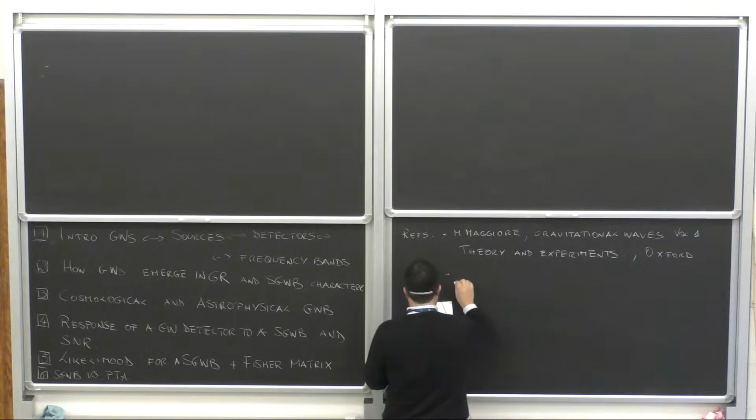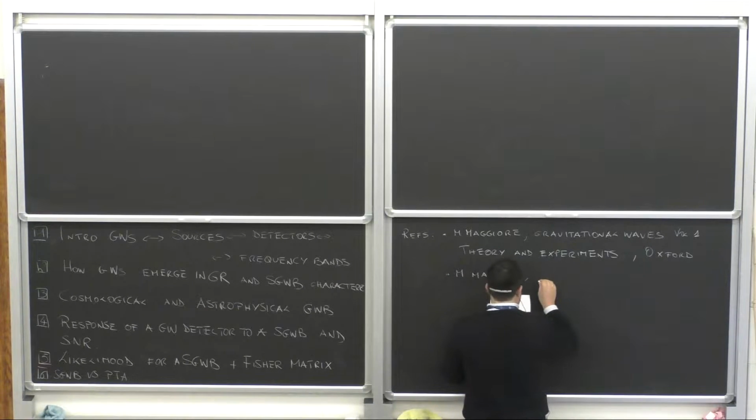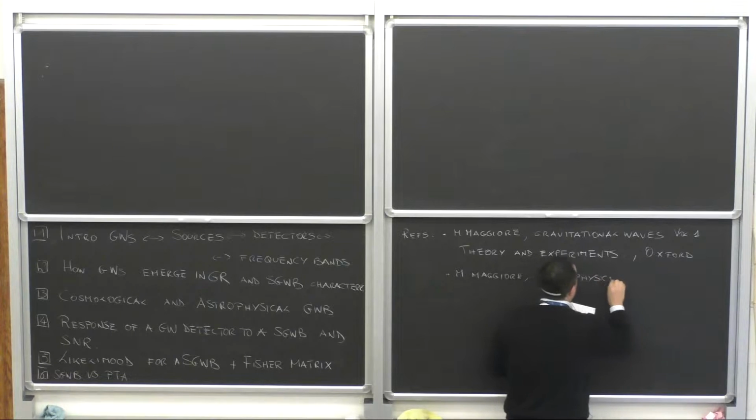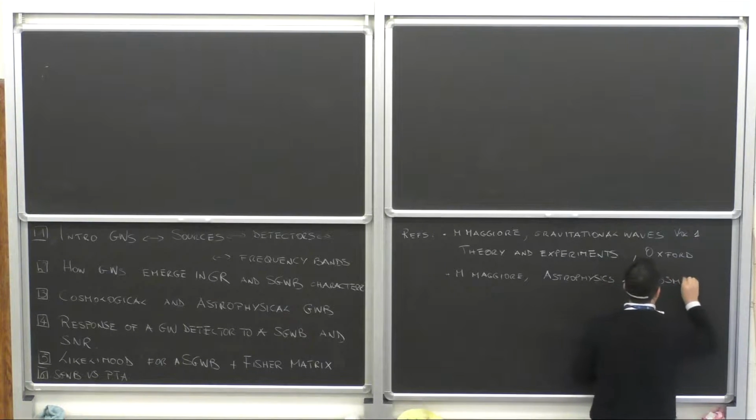Then we have the second one, again by Michele Maggiore, even if the first one is more important: Astrophysics and Cosmology, Volume 2, Oxford again.